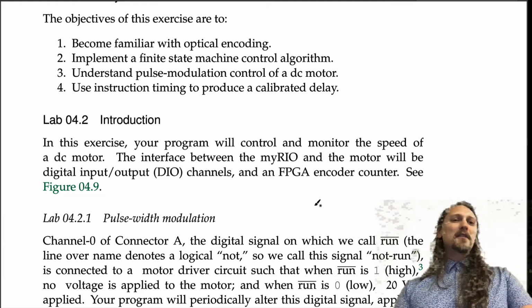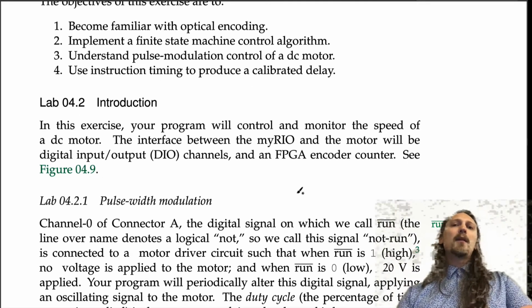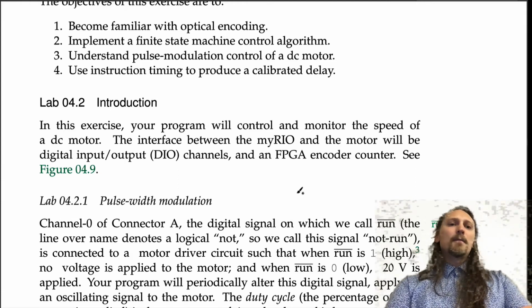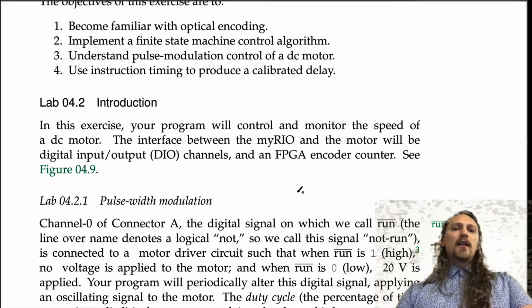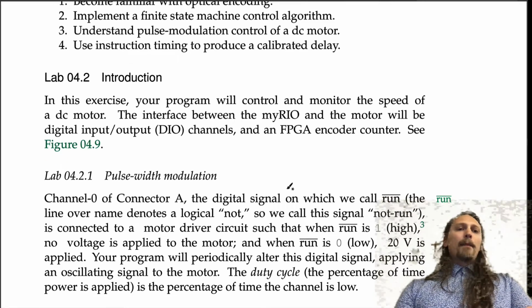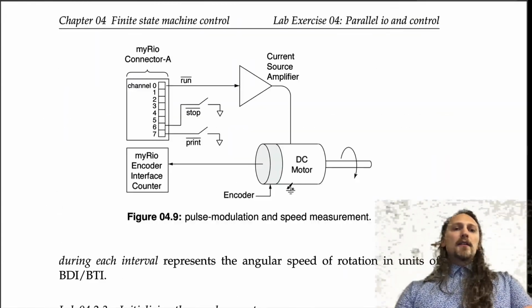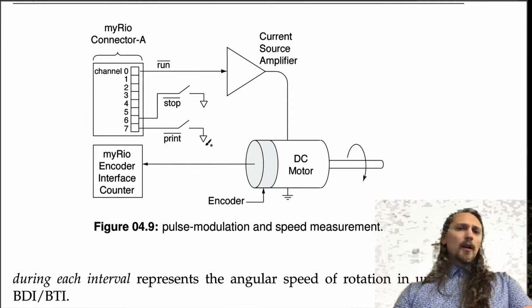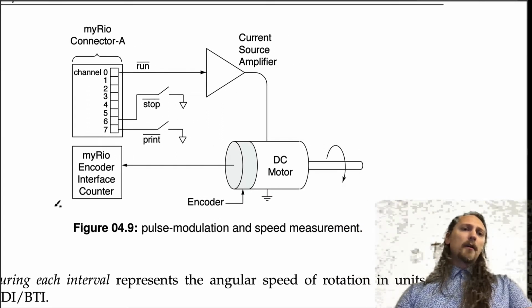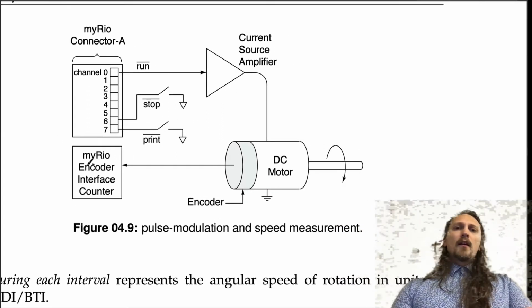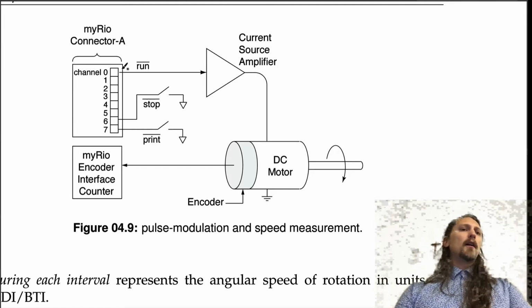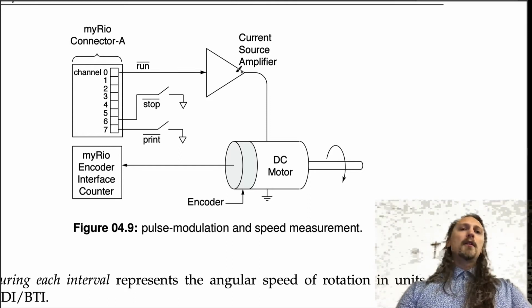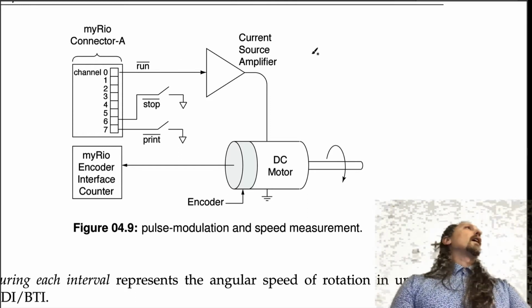It's great. So in this exercise, your program will control and monitor the speed of a DC motor. The interface between the myRIO and the motor will be digital input-output channels and an FPGA encoder counter. See figure 4.9. So let's take a look at this figure. So the myRIO's over here, and we're going to take a digital output from the myRIO and put it into an analog amplifier, a current source amplifier.